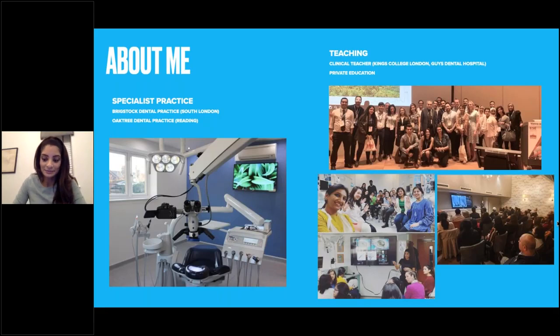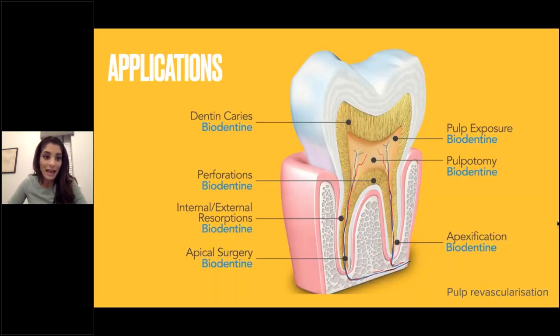I really enjoy it. So moving on to the applications of Biodentine. It can be used for many things, firstly starting with the replacement of tooth tissue, so dentine that's been removed by caries. We can use it for perforation repairs. We can use it for the repair of resorption. We can use it as a retrofilling when we're doing apical surgery. We can use it to mend pulp exposures and to do pulpotomy procedures. And we can also use it for apexification and revascularization. So this is just a brief overview, and I'm going to be going into a lot more detail about some of these procedures.